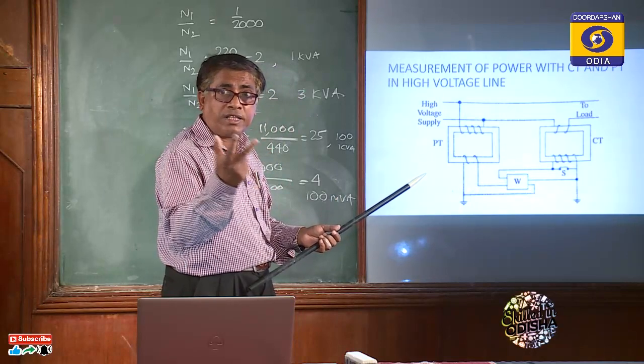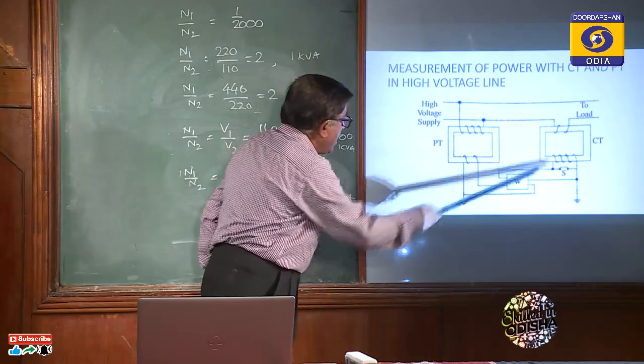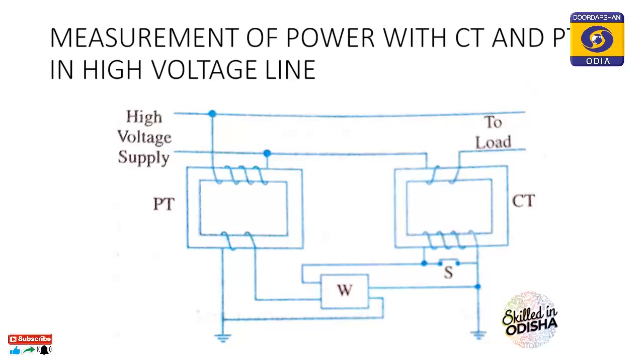Two coils, one is current coil and pressure coil. So current coil will be connected to the CT and pressure coil will be connected to the PT. So by the help of this CT and PT we can measure the power.